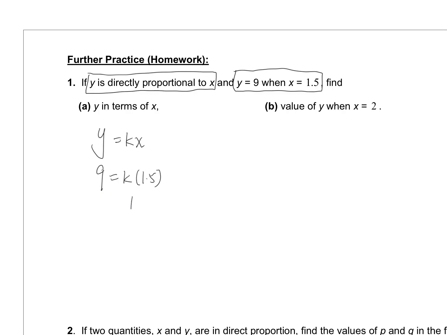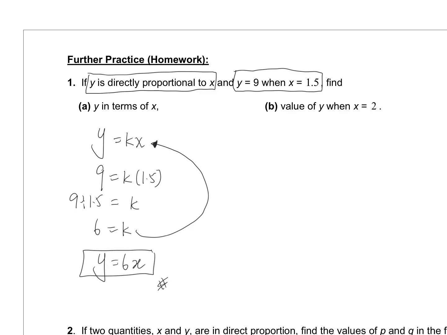Okay, so what is k then? What is k? What do you get? 6. So once you know k, very importantly, please put it back into the equation. Okay, so this is part A's answer. They want you to express y in terms of x. You have to find the k.